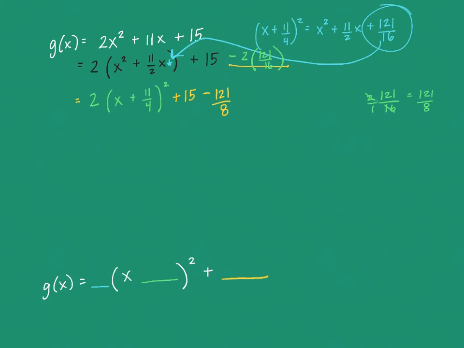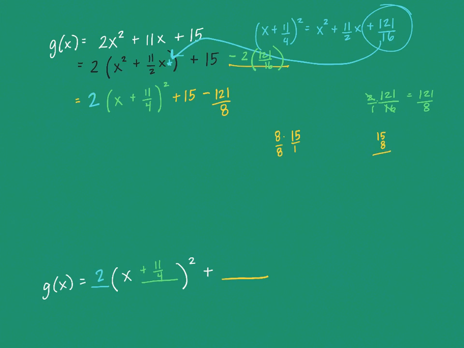If we look down at the bottom where we're filling things in, I have my 2 out in front, that goes here. I know inside of the parentheses I have plus 11 over 4, but I still need to figure out this last part, so I need to simplify 15 minus 121 over 8, which means I need to get a common denominator. So I'm going to do 15 times 8 over 8, because it's really 15 over 1, and I want a common denominator of 8. Let's do that off to the side here.